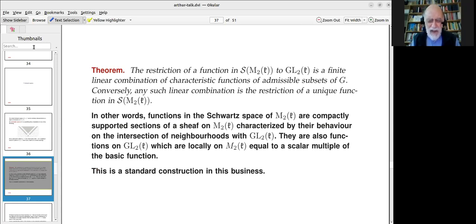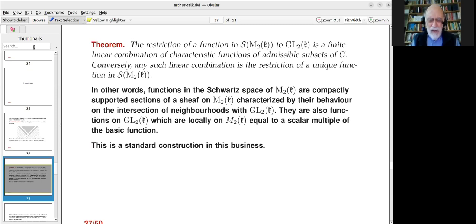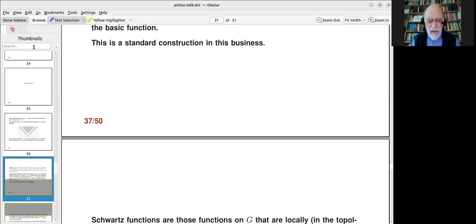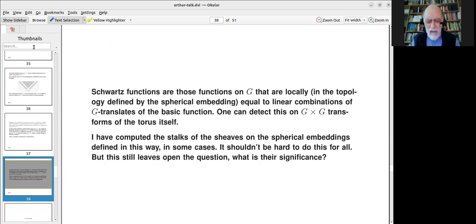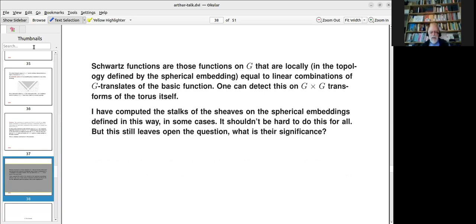Okay, so as I say, this is a standard construction. I don't know who first introduced it, but it's already mentioned in the original paper by Braverman and Kazhdan. So they talk about constructing Schwartz functions in terms of the basic function, but as I say, they don't know what the basic function is. So it's a very interesting question.